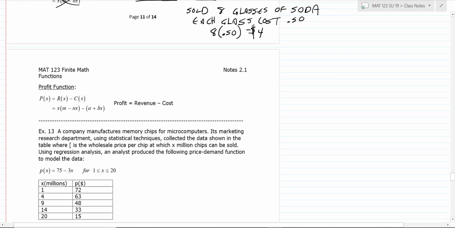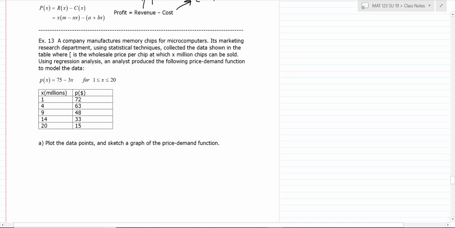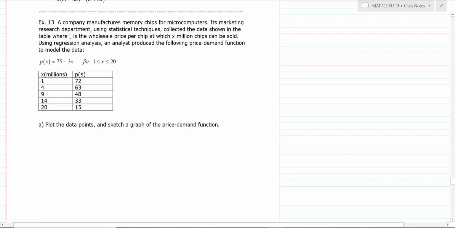Okay, then on the next page, you definitely want to know that the profit is revenue minus cost. So what you're always doing in a business is this: this is the money you take in. That's just the money you get. And then it costs money to run your business, so you subtract off the cost, and that gives you the profit.